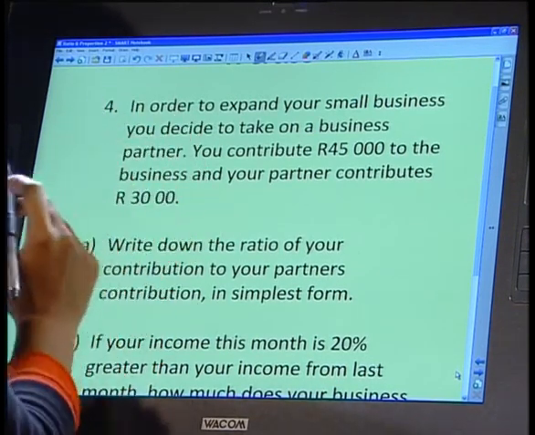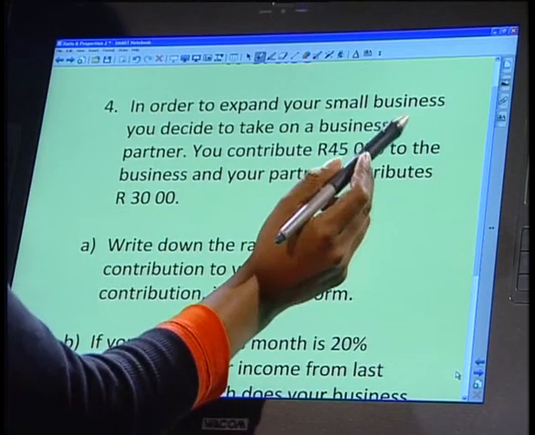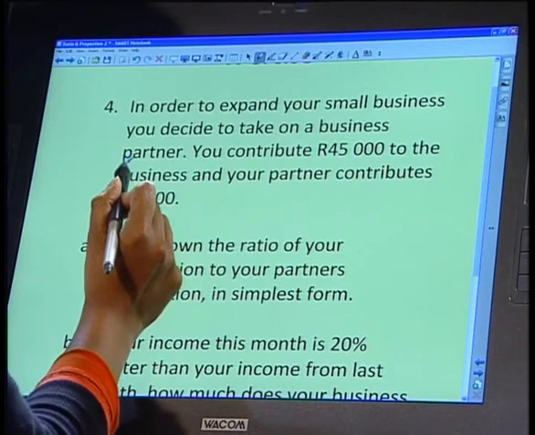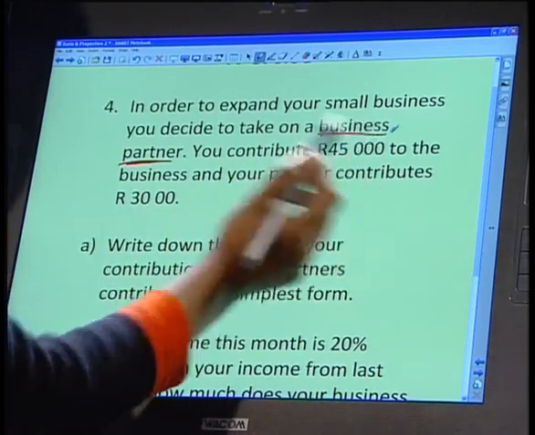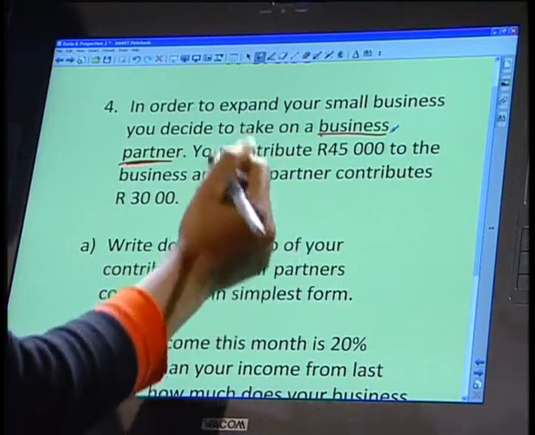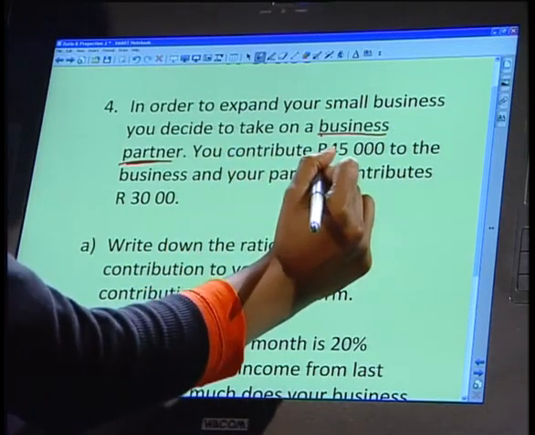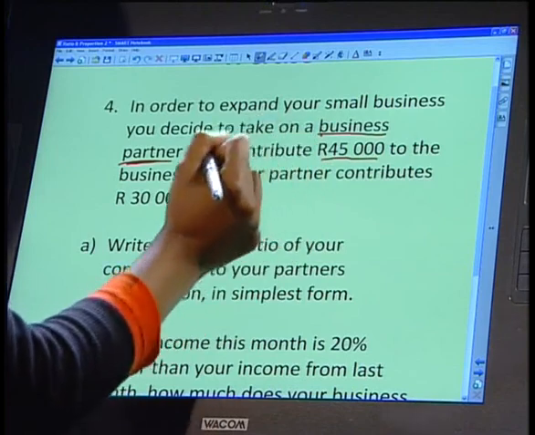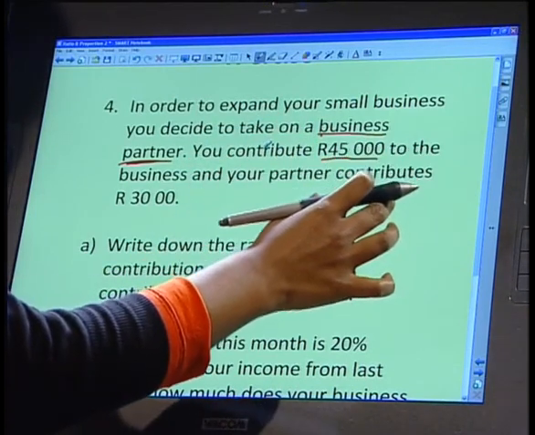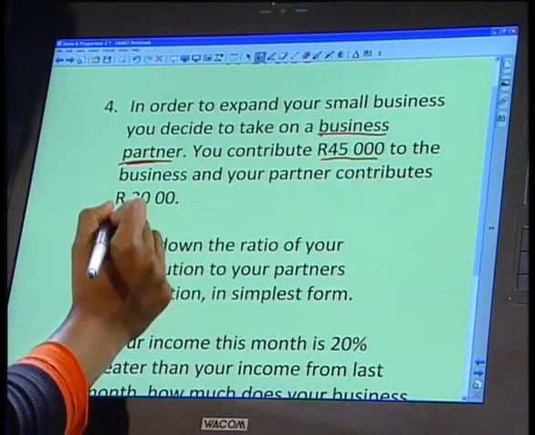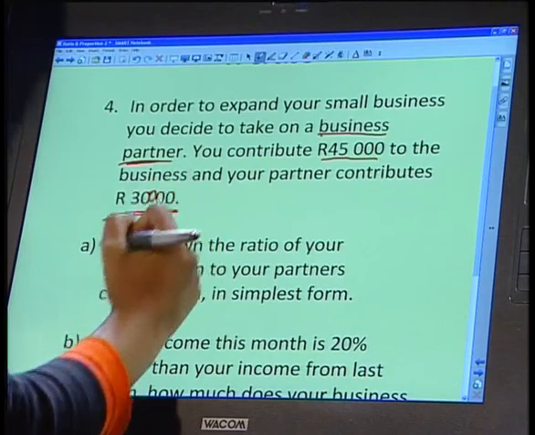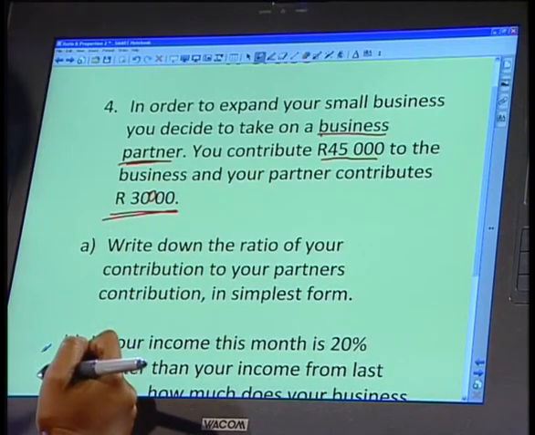They say in order to expand your small business, you decide to take on a business partner. Remember, a business partner is just someone that's going to help you to make your business better, we hope. Now, you contribute 45,000. Contribute, that means that's the amount of money you're going to put into the business. And your partner contributes 30,000, this should say 30,000 Rand to the business.